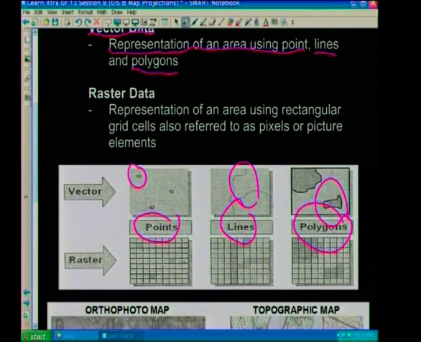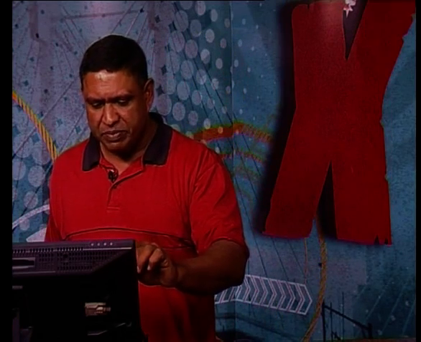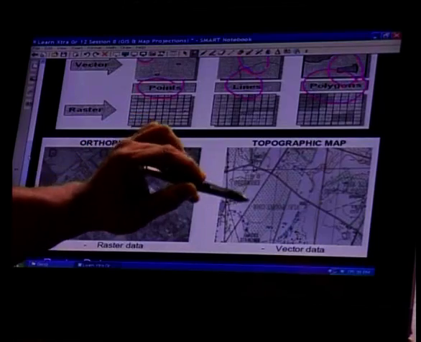This is your vector data. It's used a lot on maps, where if you look at your topographic map, you will find that there are lines, there are dots, there are symbols for dams. That's your vector data. You can see it down here.